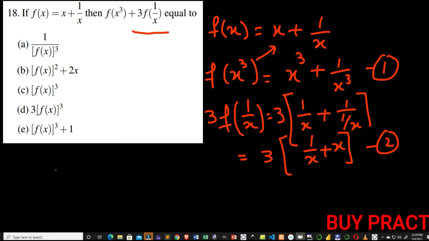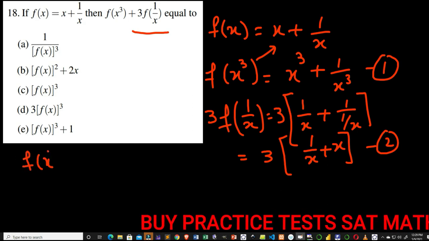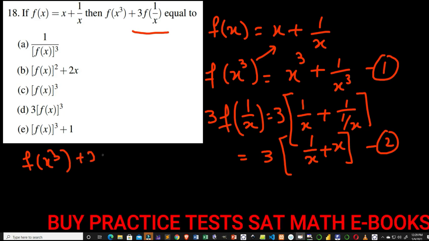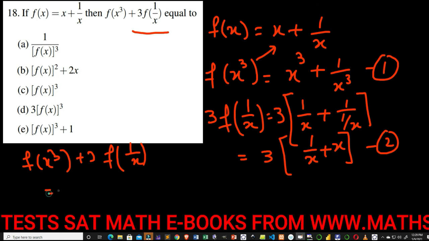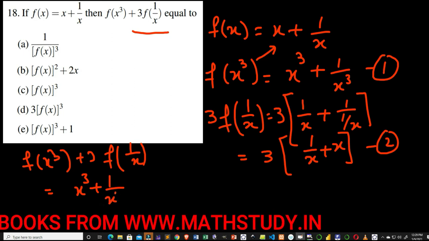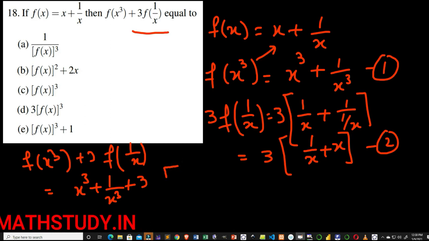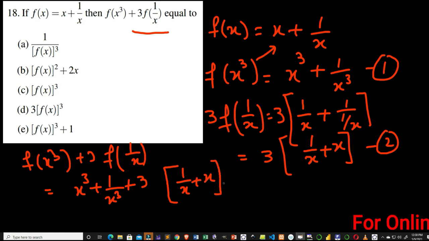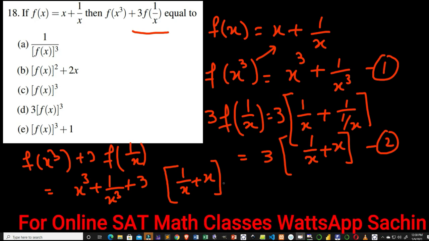If we write the sum of these two, f of x cube plus thrice of f of 1 by x, this is equal to x cube plus 1 by x cube plus thrice of 1 by x plus x. If we check our answer, we are not getting anything here. Why? Because we have to simplify further.